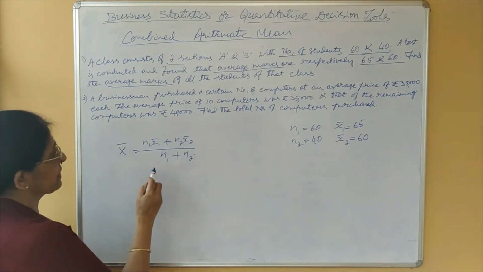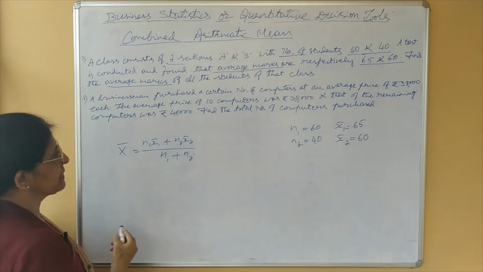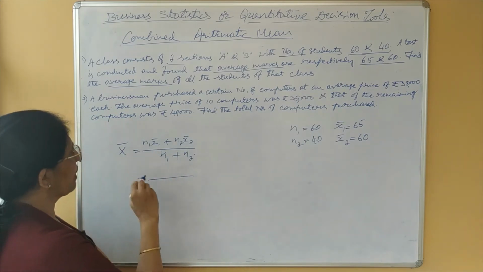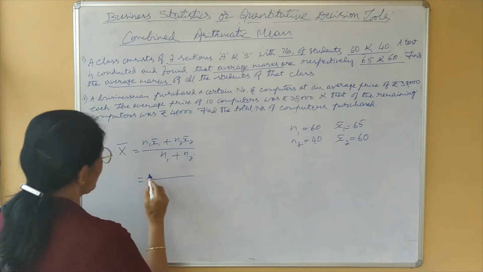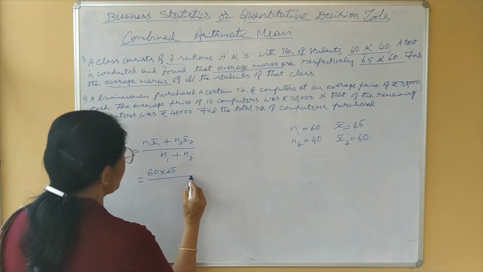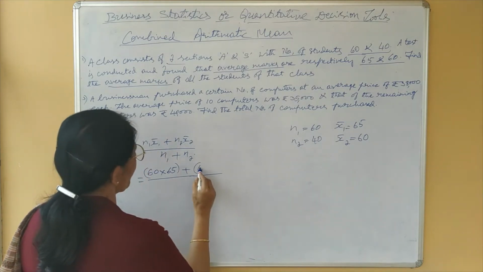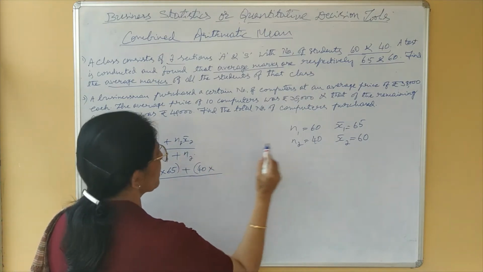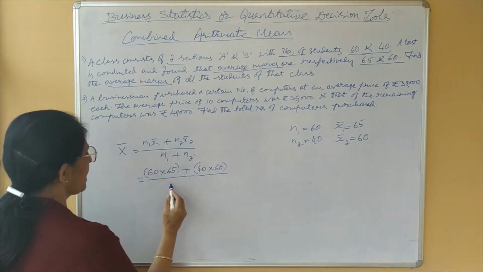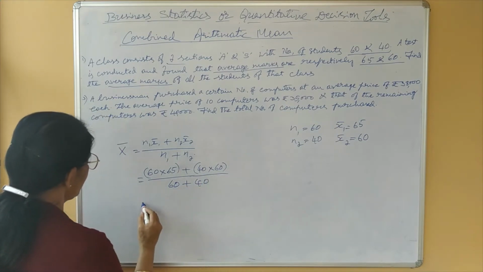X bar combined, the arithmetic mean, equals N1 x bar 1 plus N2 x bar 2 divided by N1 plus N2. Here N1 x bar 1 means N1 into x bar 1. N1 is 60, into x bar 1, 65, plus N2, 40, into x bar 2, 60, divided by N1, which is 60, plus N2, which is 40.